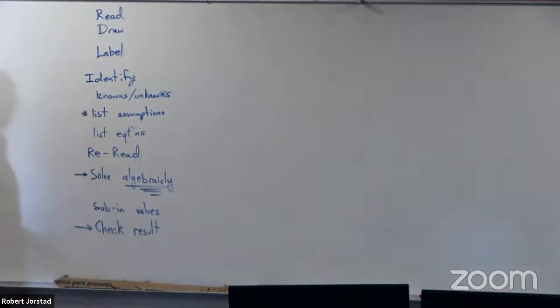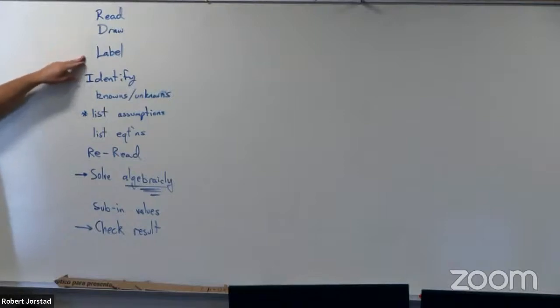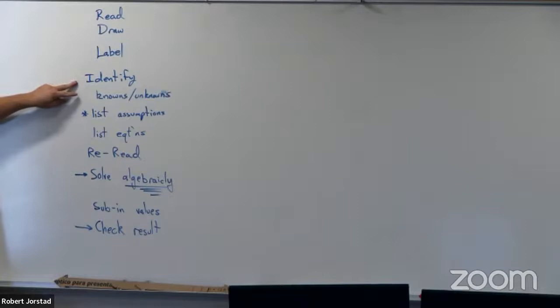And here's the other thing I want to have driven into your brain. You read, you draw some pictures. Don't draw tiny little pictures. Draw them a quarter page or a half page in size. The bigger you draw, the easier it is to label. Then you want to identify what's known and unknown in the problem and list your assumptions. That's kind of all one big bullet there.